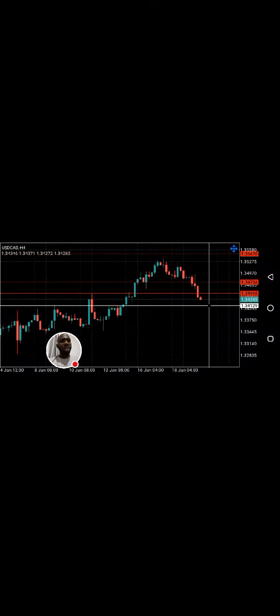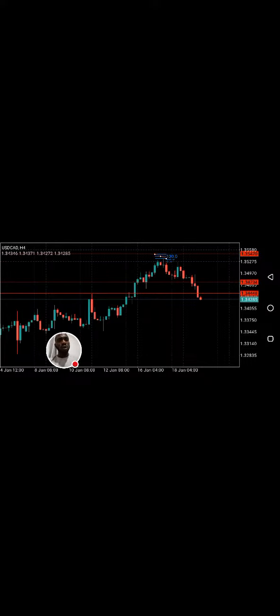You could just even apply Fibonacci. Apply Fibonacci and wait for price to pull back to premium, which is above level 50. That is the area you should consider selling. Price should pull back to a premium, which is above level 50. That is where you should look for your bearish reversal pattern.